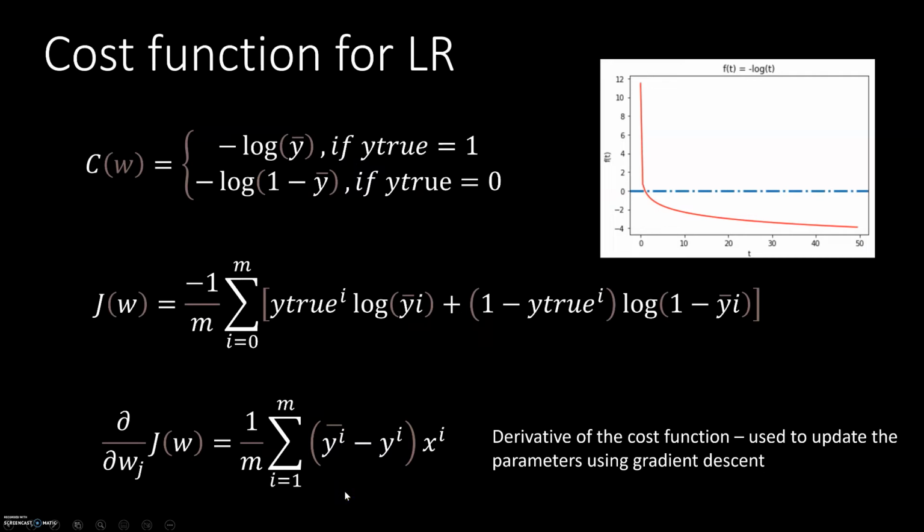And this equation is simple. All we are doing here is taking the difference between the predicted and the actual. We multiply it with the input, and we do this for all of the samples, and then we take the mean. So that is the derivative of the cost function.